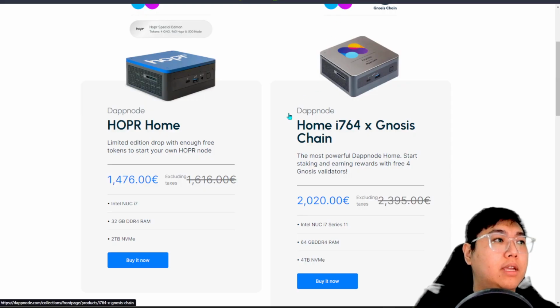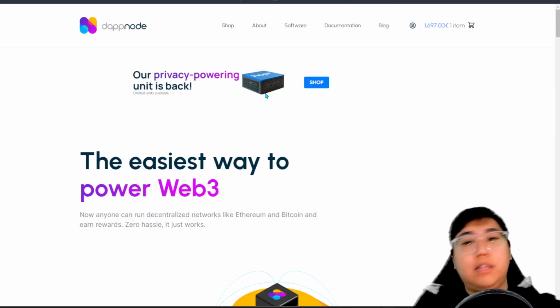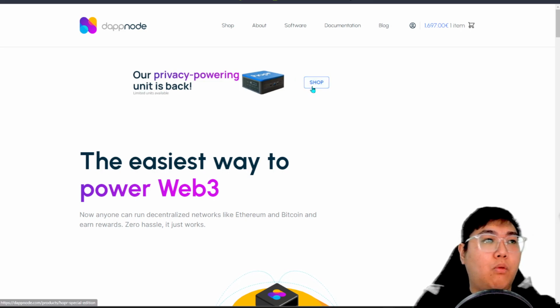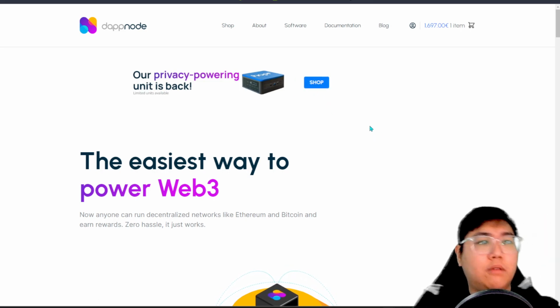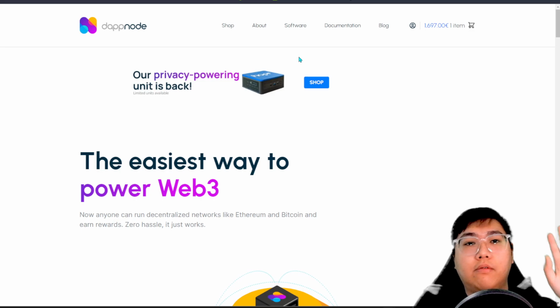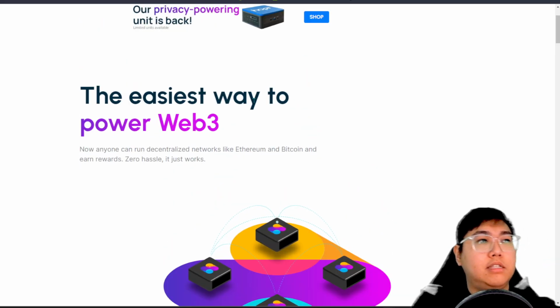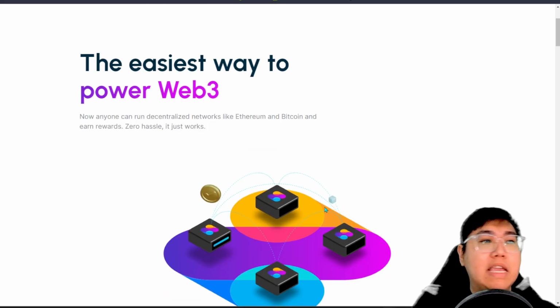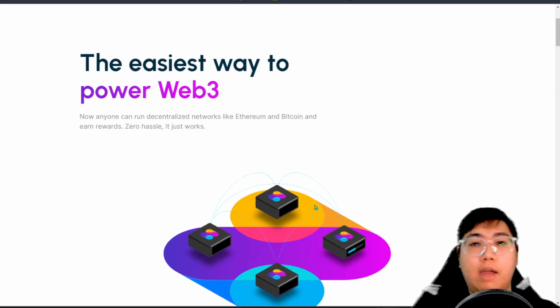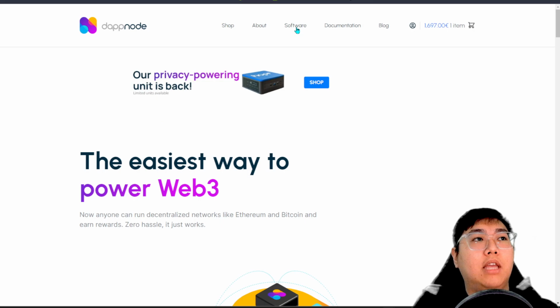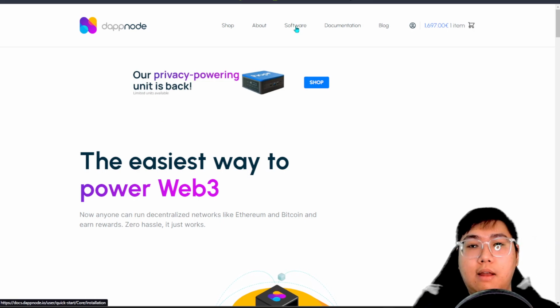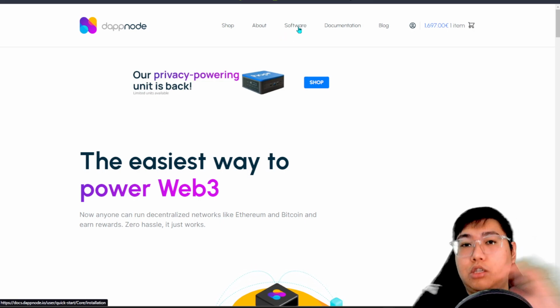And over here, there is the provider DAppNode itself. They are basically doing a one-stop service for Ethereum staking. And of course, there are other node providers as well, other validators. So over here, you can see that the easiest way to power Web3 itself is using the Intel NUC itself. If you have this device, you can simply download their software, which is open source, and they allow you to use it totally for free.